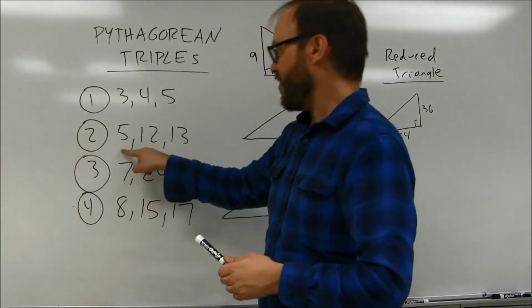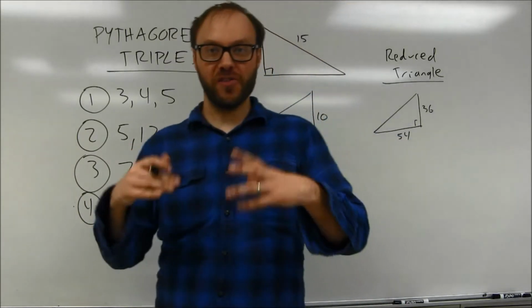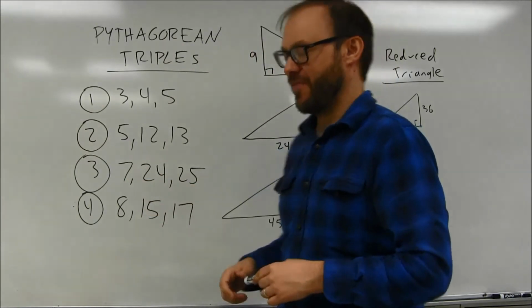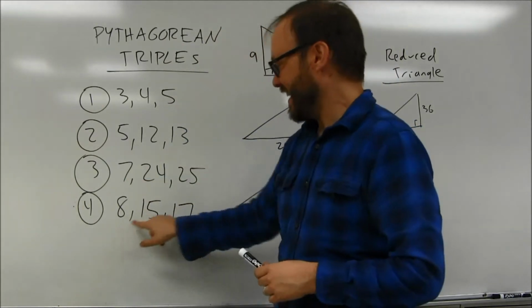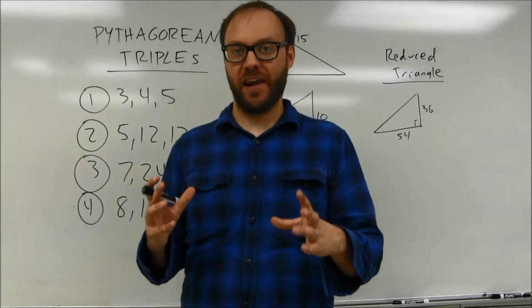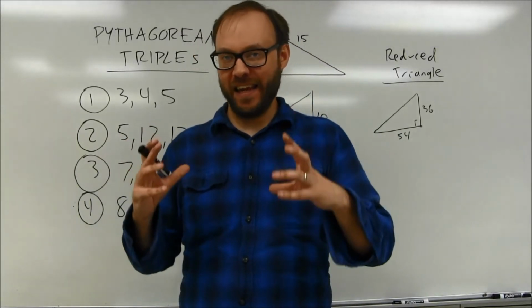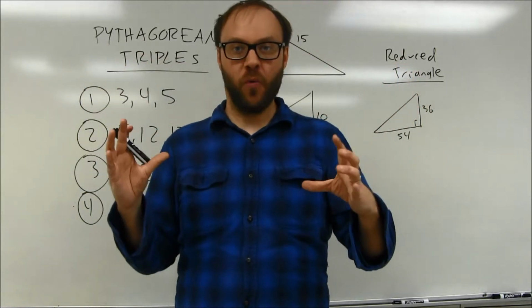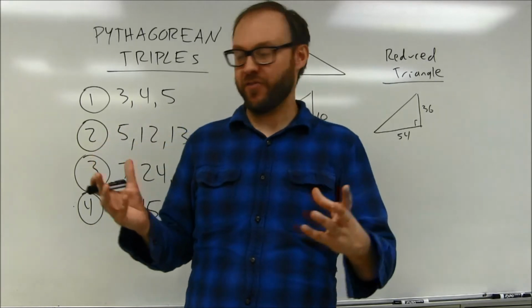5, 12, and 13. Those numbers also work in the Pythagorean theorem. 7, 24, 25. 8, 15, 17. Those are all whole number values that work in the Pythagorean theorem. The key here is any dilation of these triangles will create more Pythagorean triples.